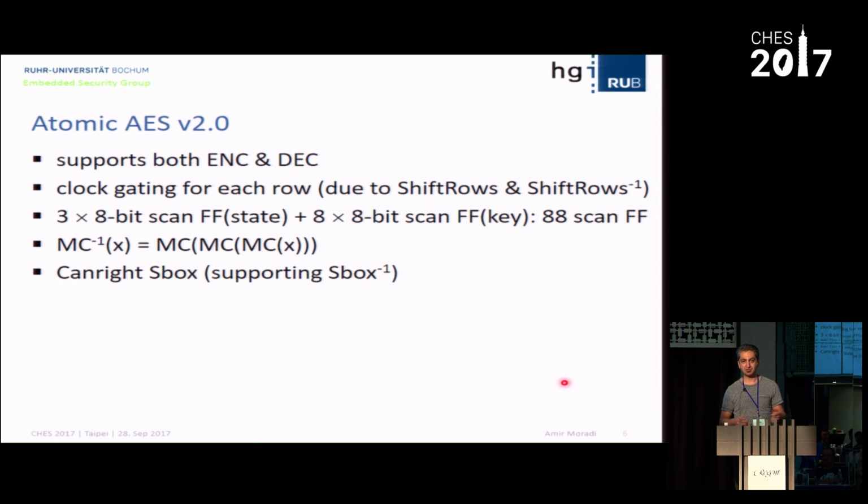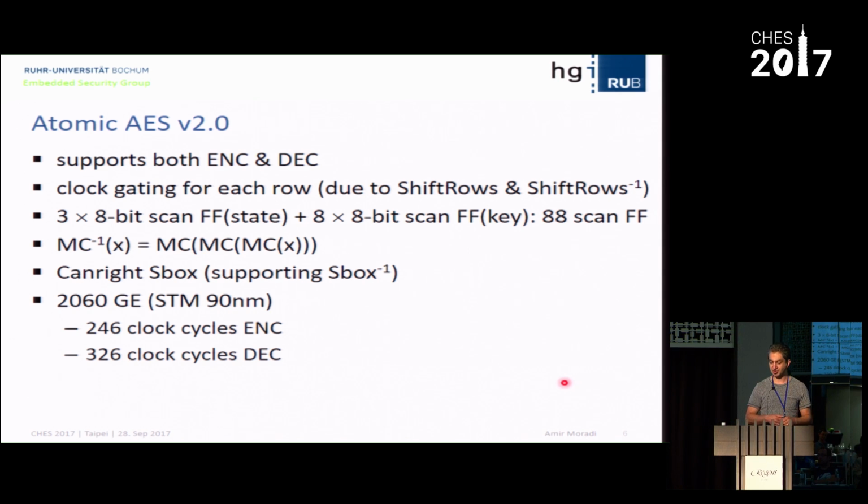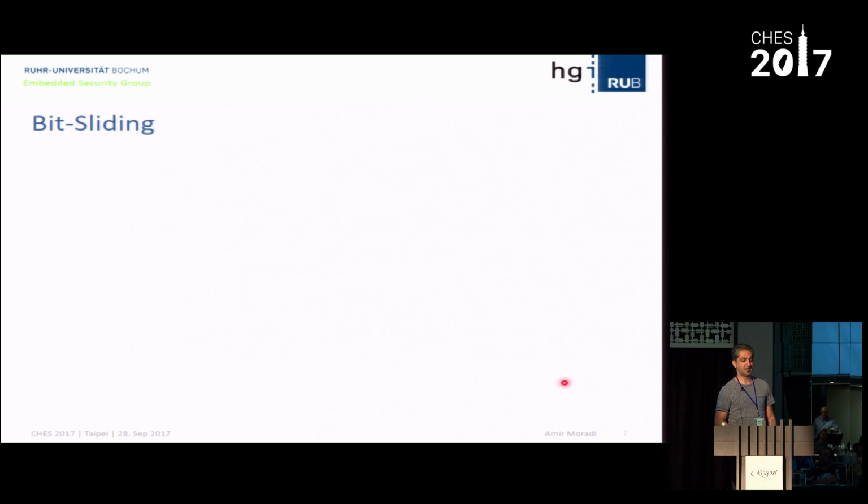They also use the Canright S-box, which is a pretty well-known design for the S-box, which supports both S-box and S-box inverse. In total, they reported 2,060 gate equivalents using the STMicroelectronics 90 nanometer technology library, 246 clock cycles for encryption, and 326 clock cycles for decryption. This difference between these numbers comes from the mix column inverse, for which you have to apply mix column 3 times.